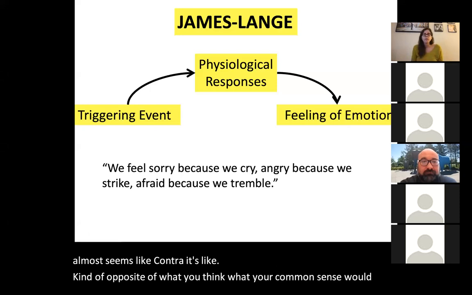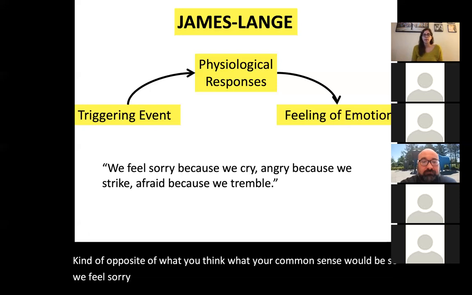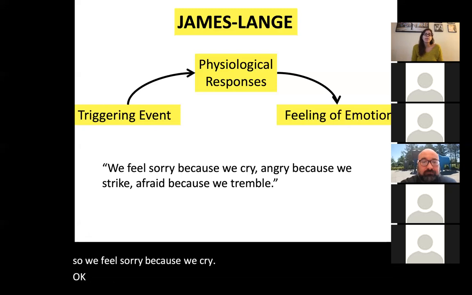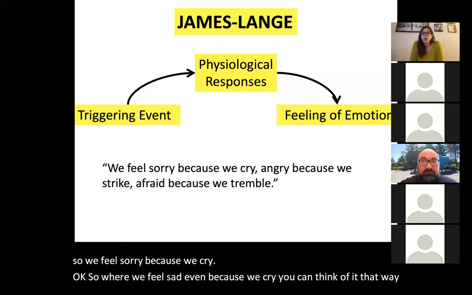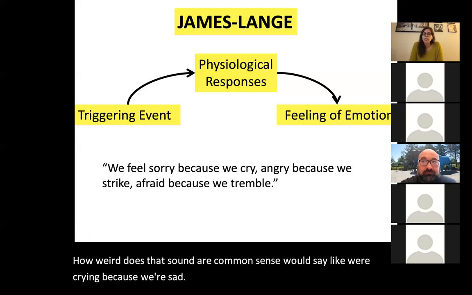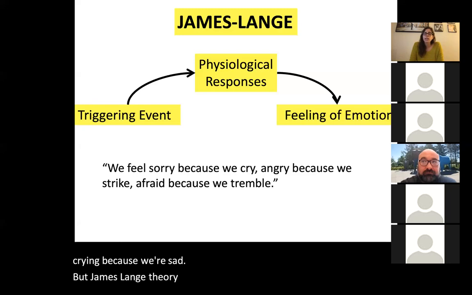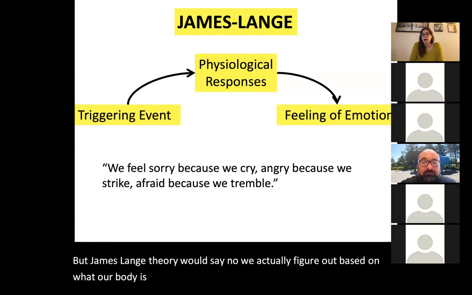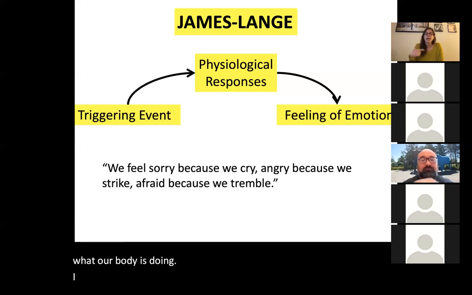So we feel sorry because we cry. Or we feel sad because we cry. You can think of it that way too. How weird does that sound? Our common sense would say we're crying because we're sad. But James Lange theory would say, no, we actually figure out based on what our body is doing. If I start crying, I then figure out, oh, it's because I feel sad afterward.